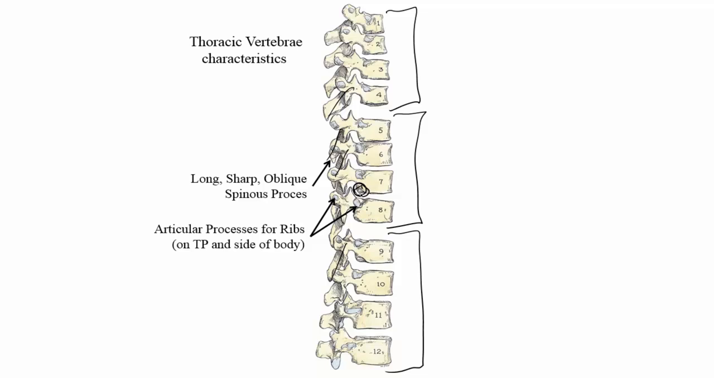So in other words, the head will have an attachment to the body of the same numbered vertebral elements. So this would be rib 8 that would be articulating here. And it has a small amount of attachment to the side of the vertebral body immediately above. So in this case, vertebral element TV7.